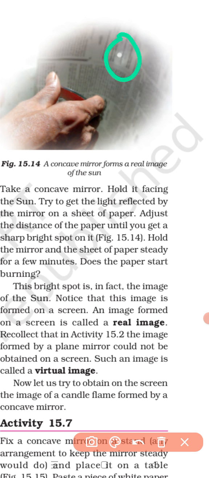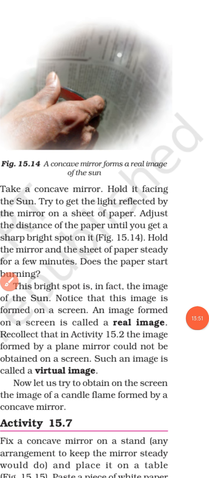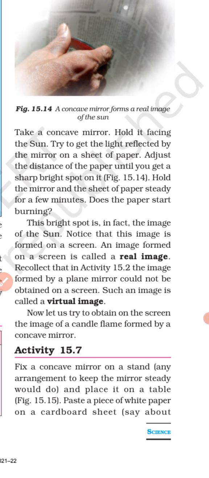Okay, you can recall what a virtual image is. Virtual images are the images which cannot be obtained on the screen, and real images are the images which can be obtained on the screen. Clear? So there are two types of images: one is real image and one is virtual image. Again I am mentioning that the images which can be formed on a screen are called real images, and the images which cannot be formed on the screen are known as virtual images. So recollect that in activity 15.2, the image formed by a plane mirror could not be obtained on a screen. Such an image is called a virtual image. Clear till here? Okay.